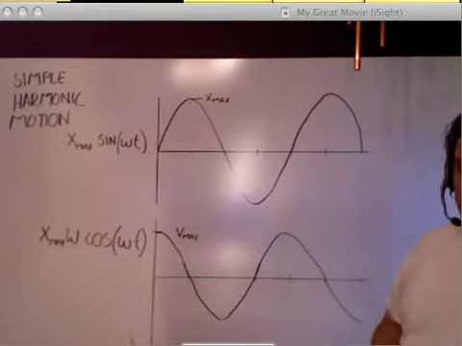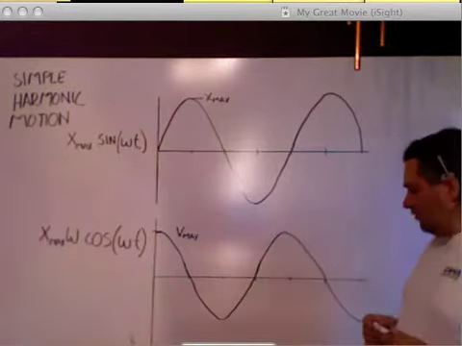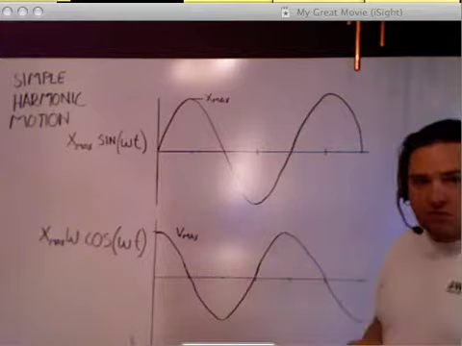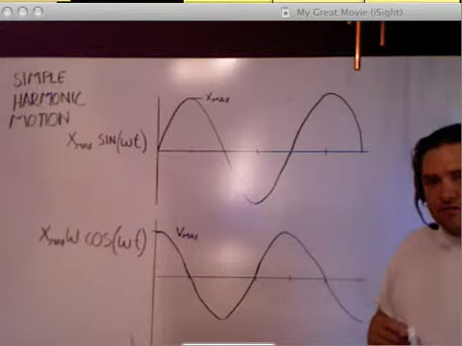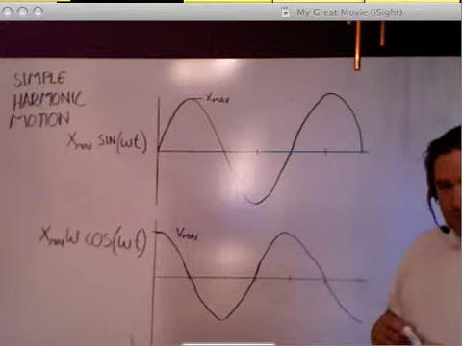It represents maximum velocity. Now, take a second or two to take a quick look at this graph and see if there's any major differences between the two of them. Okay?